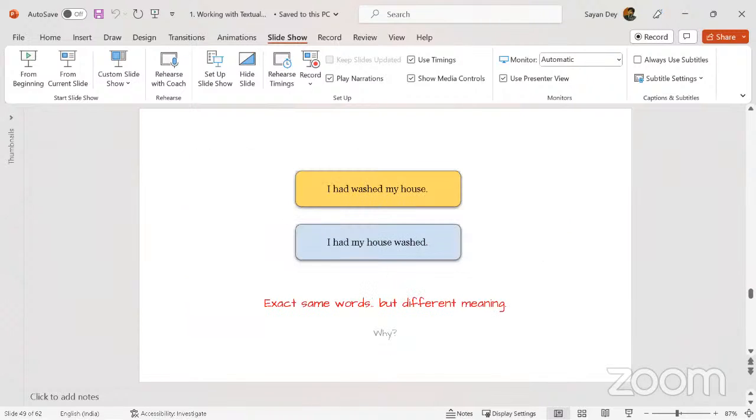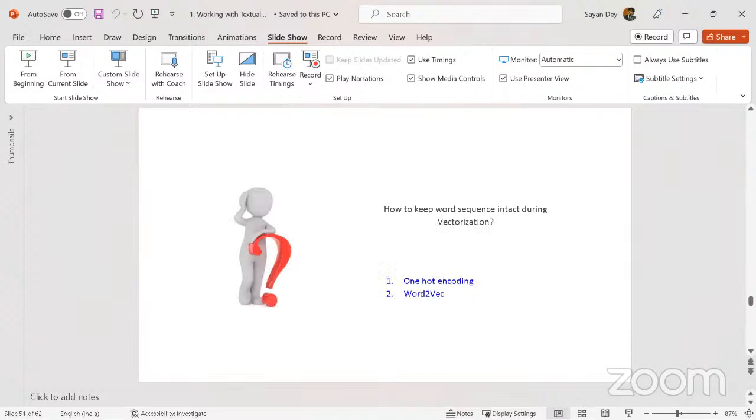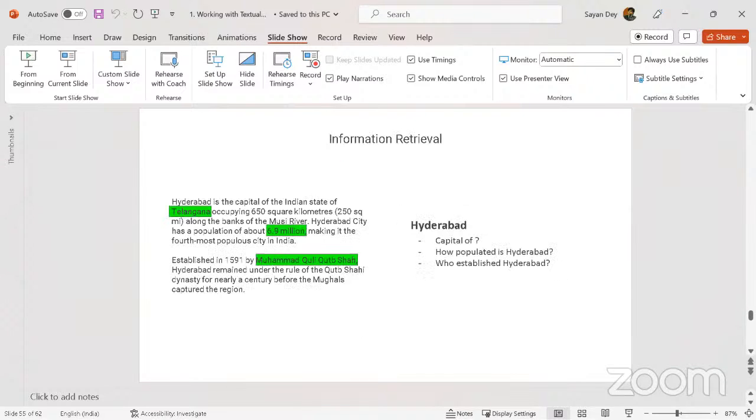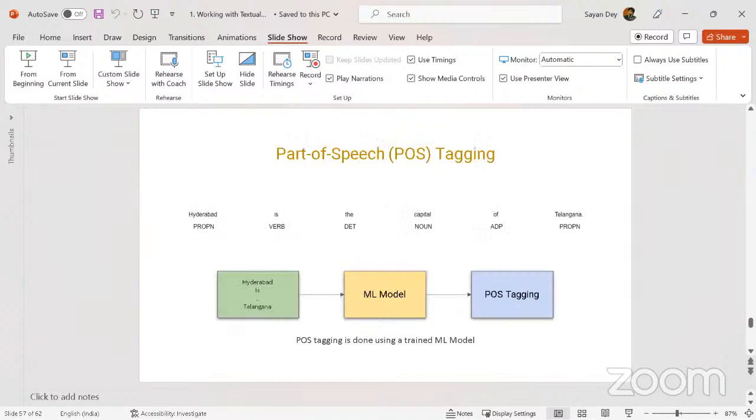And then we have other things that we do, called part of speech tagging. I was just talking a little bit about part of speech tagging, how we look at each and every word and identify what part of speech each word corresponds to. You can see that Hyderabad is a proper noun, Telangana is a proper noun, whereas the is a determiner.